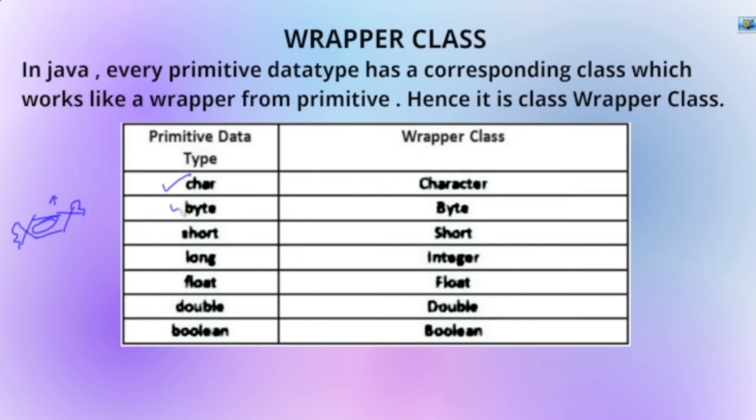The chocolates will be char, byte, short, int, long, float, double, boolean, whereas their wrappers will be: for char, Character, every time you need to use a character. For byte, a capital B, Byte. For short, a capital S, Short. For int, Integer; for long, Long; for float, Float; Double; Boolean. So these are the corresponding wrapper classes.